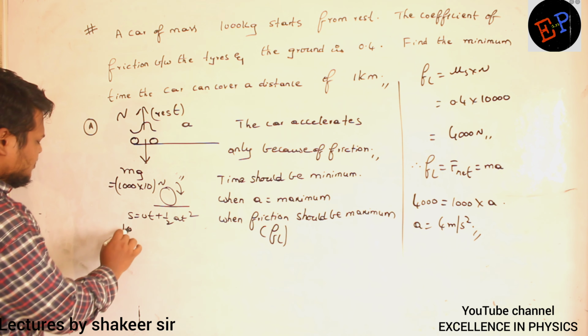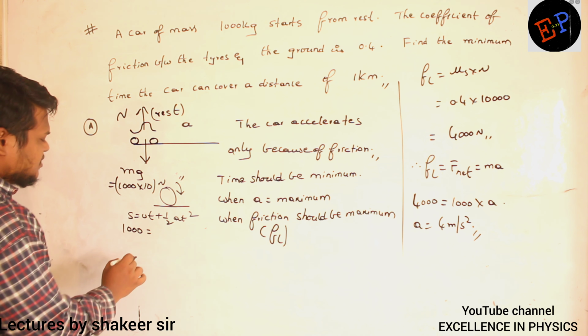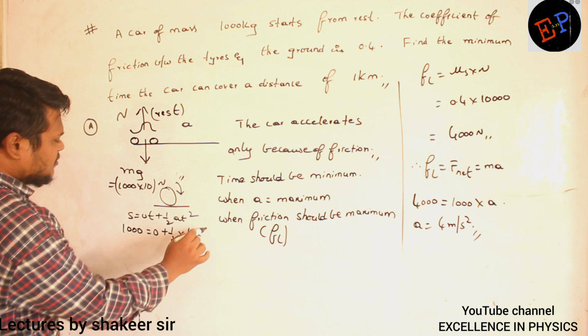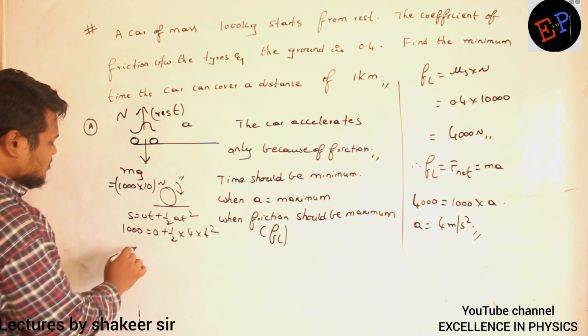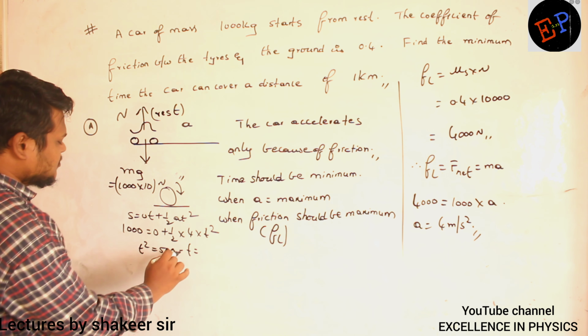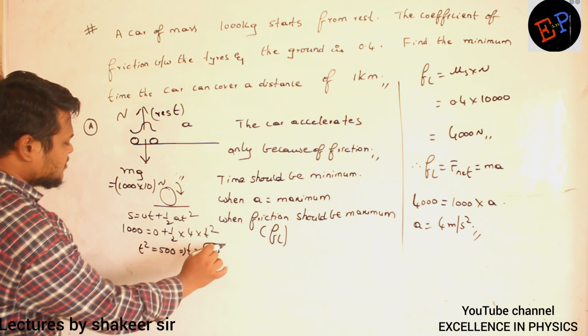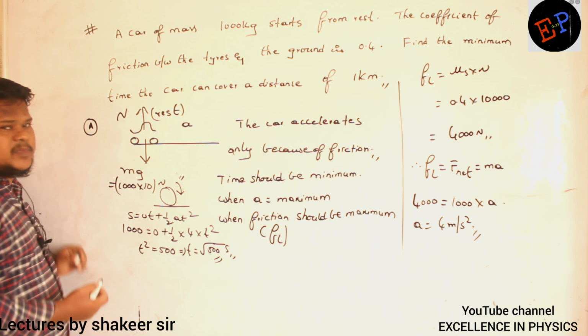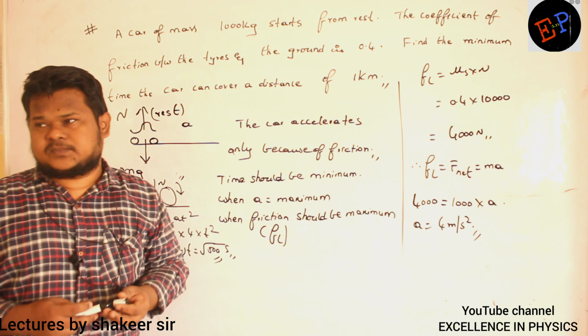1 kilometer means 1000 meters. Initial velocity 0. Half. Acceleration 4. Time taken I don't know. So 2 ones are 2, 2 2s are 4, so 500... t square is equal to 500. So t is equal to root 500 seconds. That's all. So this is the minimum time in which car can cover 1 kilometer.